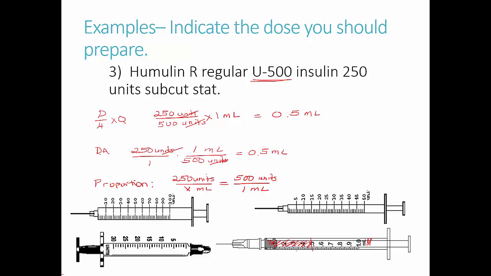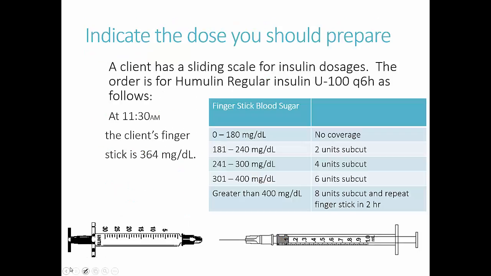Let's take a look at one more example. So as I read through this one, the client's going to be using the sliding scale, and we notice here that it is U100, so super important. That means that this is going to be given in units with an insulin syringe. So our client has a finger stick of 364, so that would be in this range. That means that I want to give them 6 units.